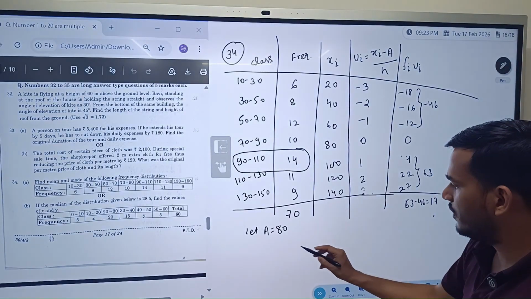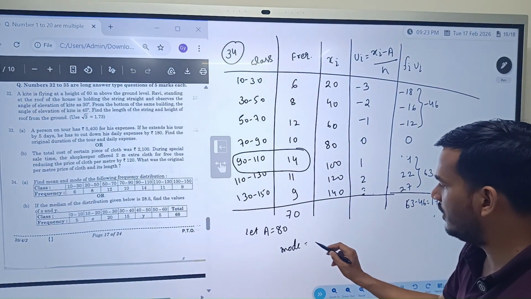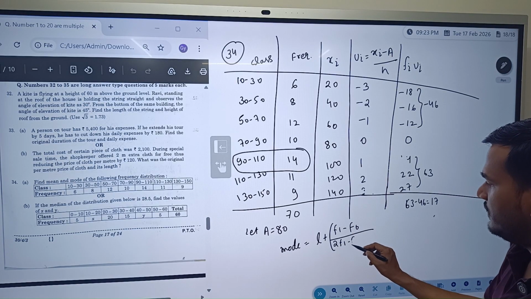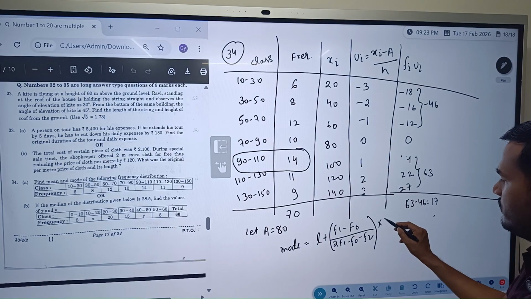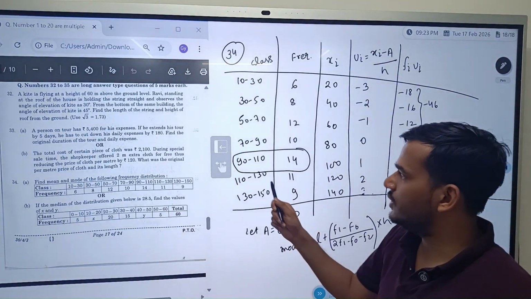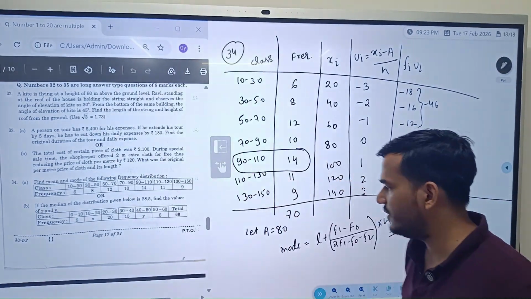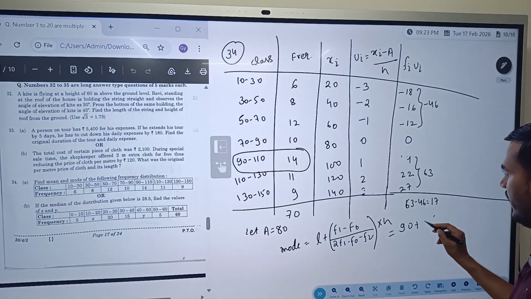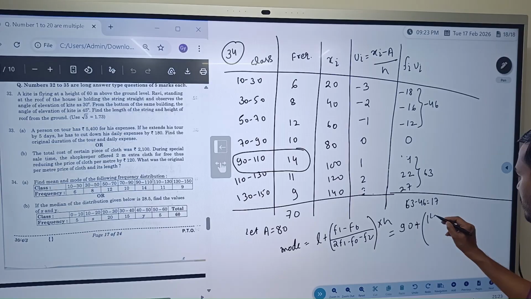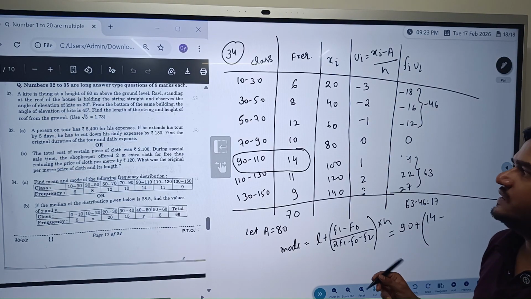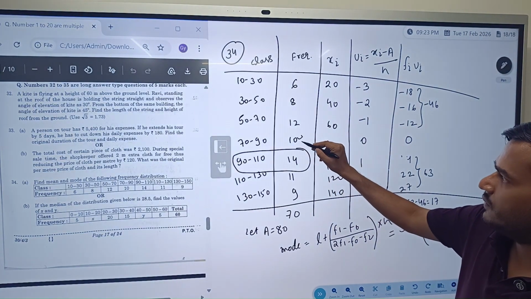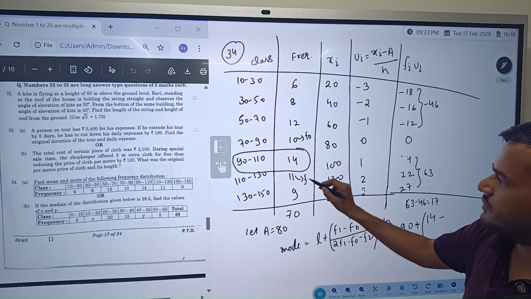Mode is equal to L plus (F1 minus F0) upon (2F1 minus F0 minus F2) into H. This is the formula of mode. L is the lower value of modal class, that is 90, plus F1 is the frequency of modal class, that is 14, minus F0 is the frequency of class preceding to modal class. So this is F0, and F2 is the frequency of class after the modal class.